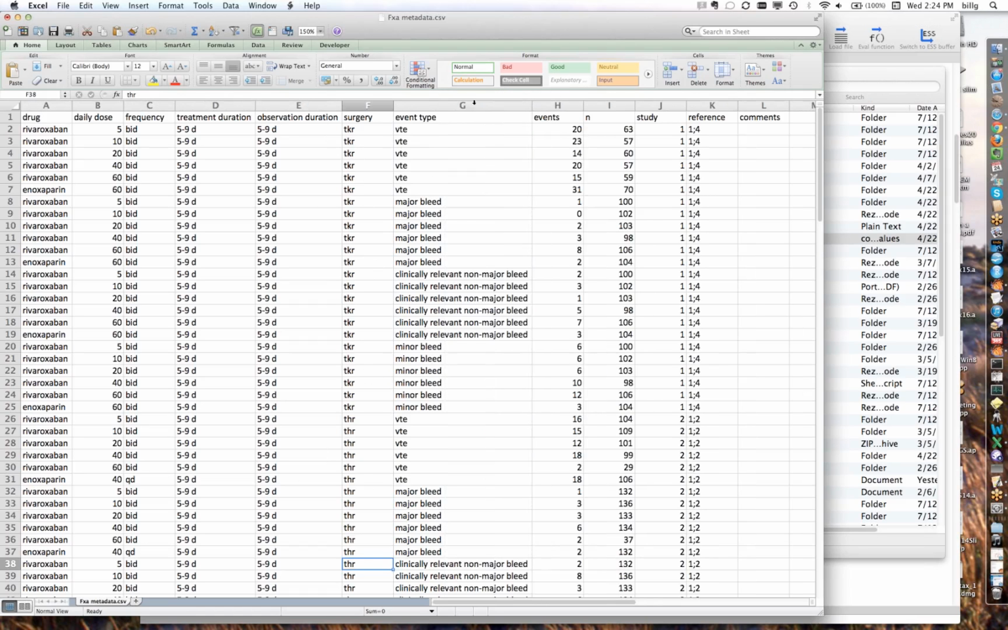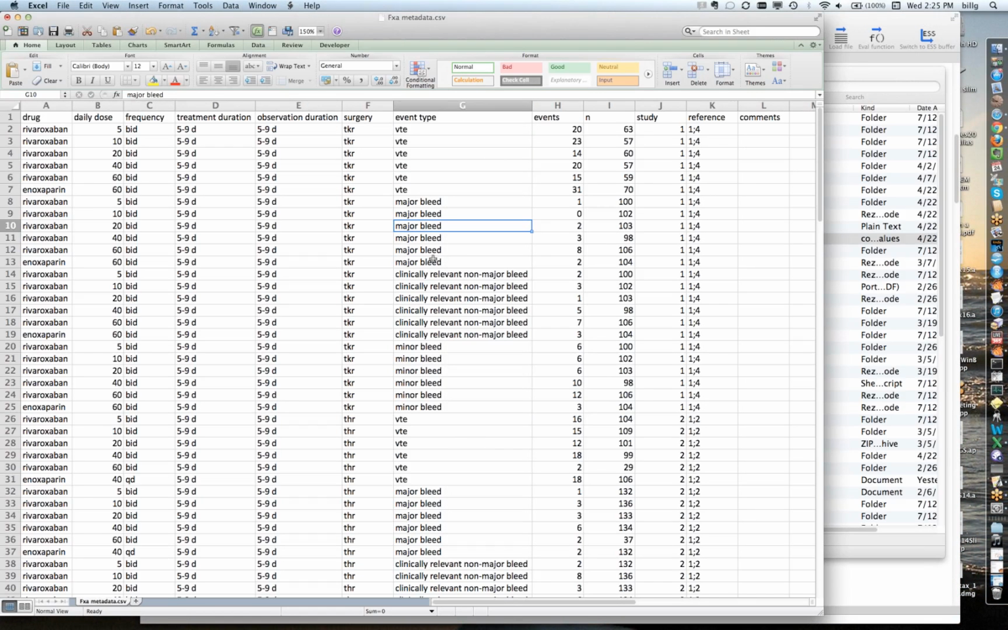The actual data set here has a variety of types of events. In particular, it has a mix of VTE events as well as different categories of bleeding events, but we're only going to be using the VTE events. If you wanted to have some fun, you could also take a look at the bleed events. Again, those are measured as number of patients experiencing a particular category of bleed event, and you could model those also using a similar approach.